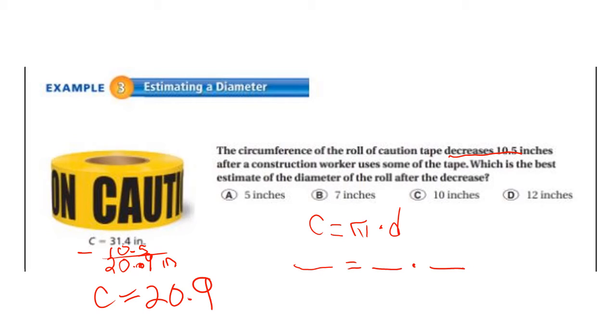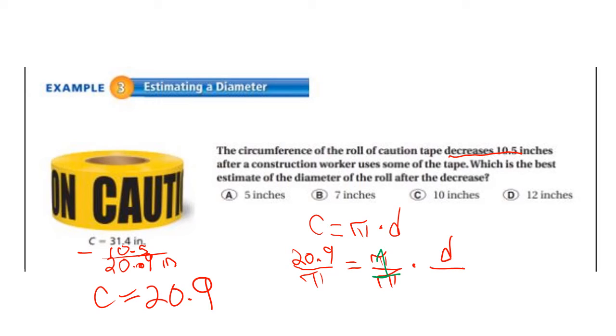We know the circumference is 20.9 inches. We know that pi is on the other side. What we don't know is the diameter. So to get the diameter all by itself, let's divide both sides by pi. What you do to one side, you have to do to the other side. This, actually, pi over pi becomes 1.